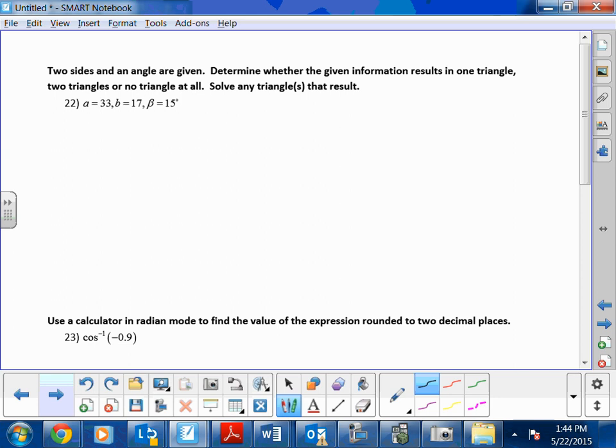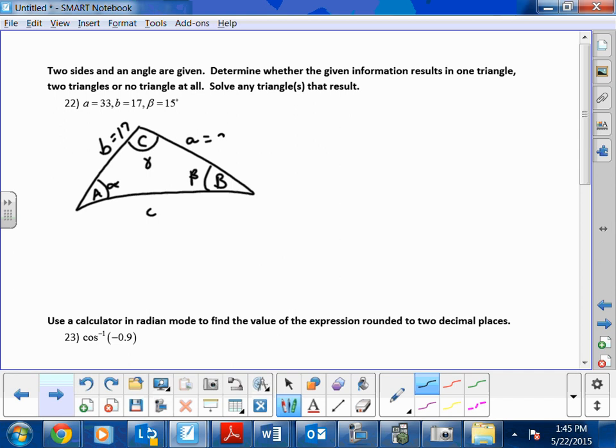Now, in reviewing this, the biggest thing you want to do, step 1, is draw a triangle, and then just label your triangle. This is A, little a, known as alpha in Greek terms, B, little b, known as beta, and C, little c, known as gamma. Now, let's go ahead and fill in the information that we do know already. We know that b is 17. Let's see, what else do we know? a is 33. Angle beta is 15.